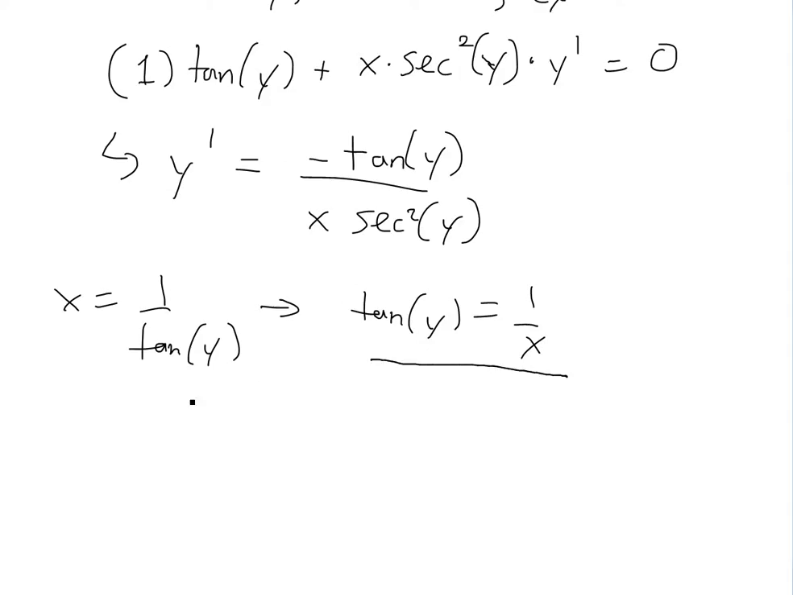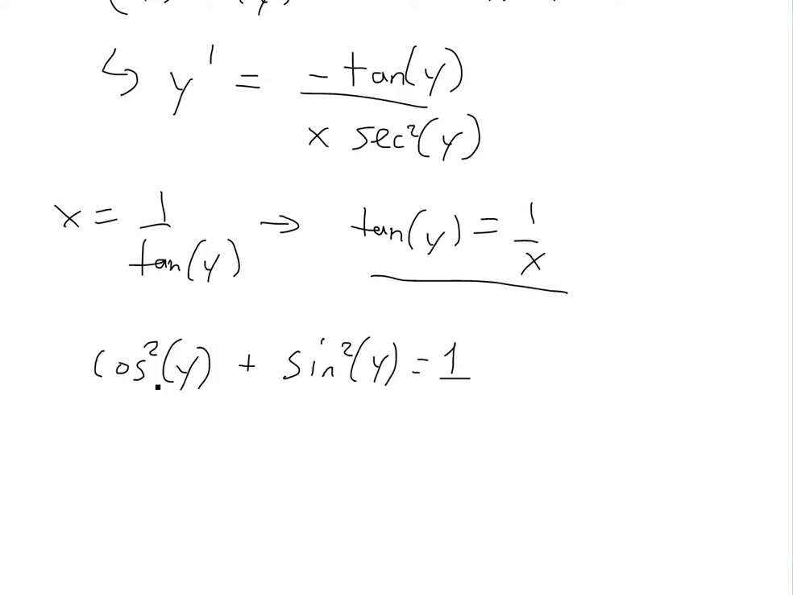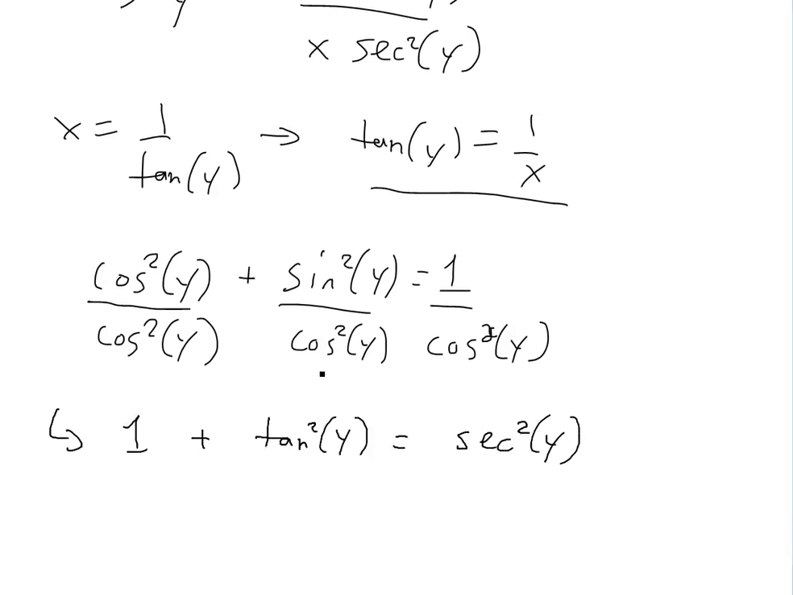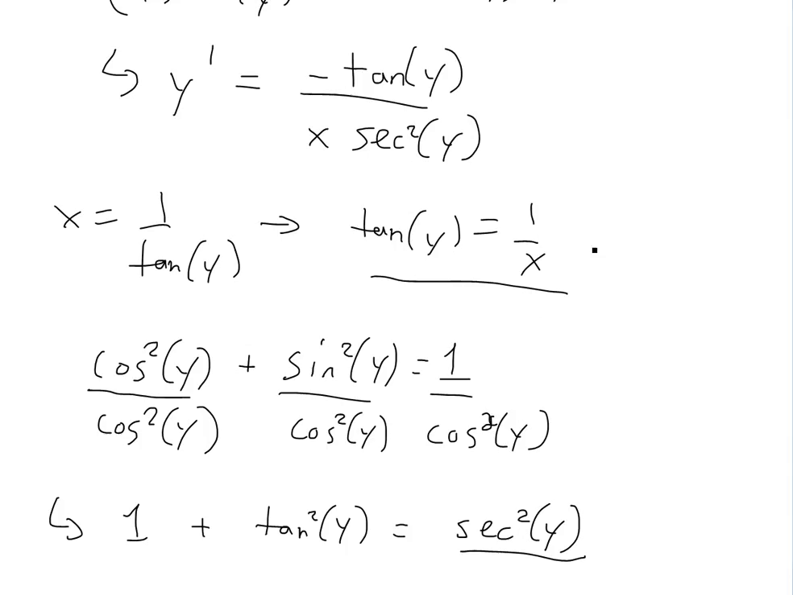We have this factor, and also we can simplify secant squared in terms of tan y. If you recall this identity, cosine squared y plus sine squared y equals 1, and then you divide everything by cosine squared y, we get 1 plus tan squared y equals secant squared y. So we could plug this in there.